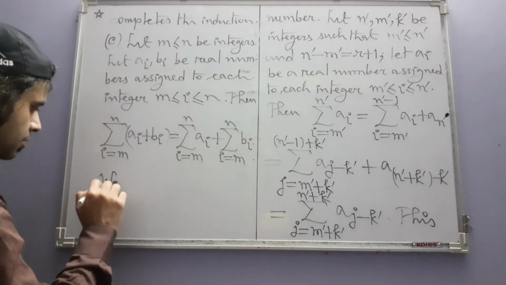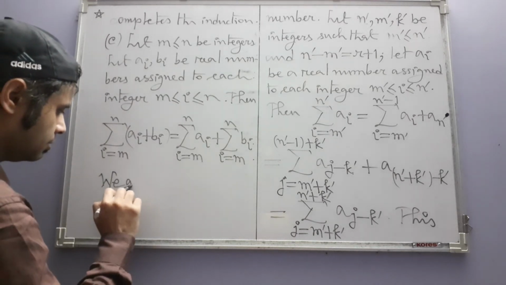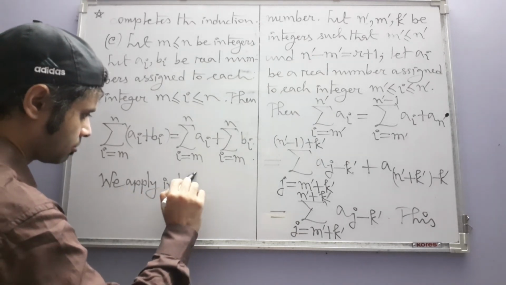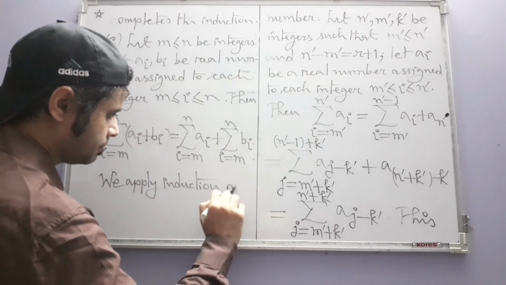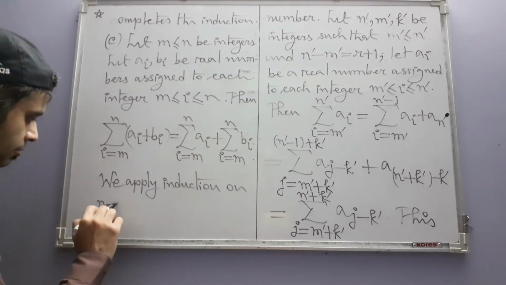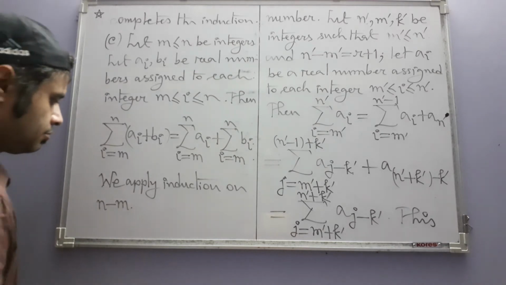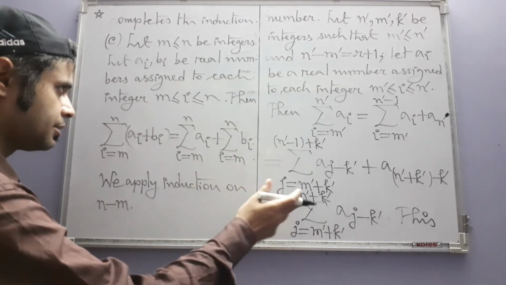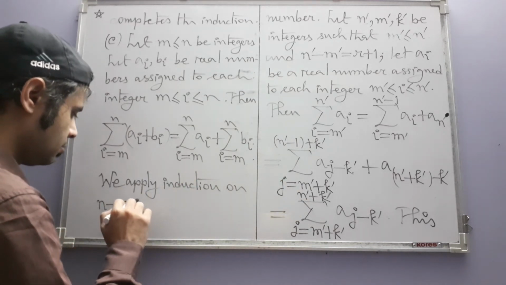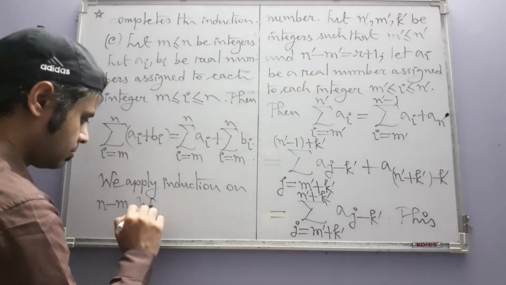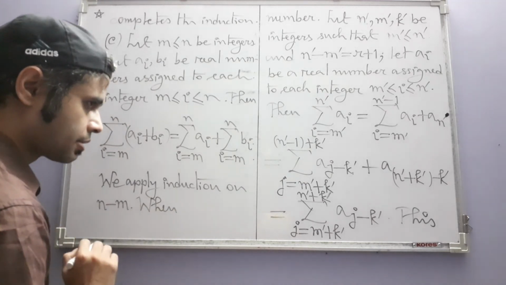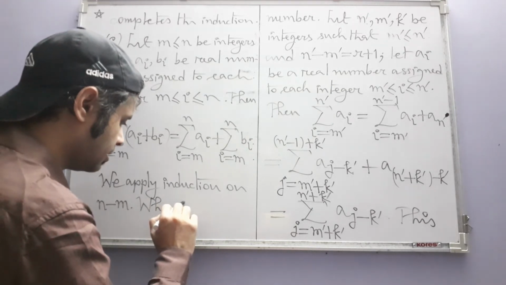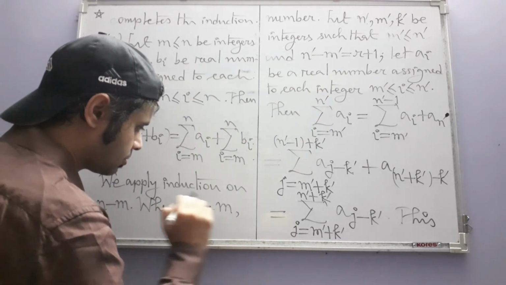So we now prove it. Again, like before, we apply induction on n minus m. And n minus m, of course, is a natural number. Everything is just like b. So when we next look at the base case, which is when n is equal to m, that is n minus m is 0.